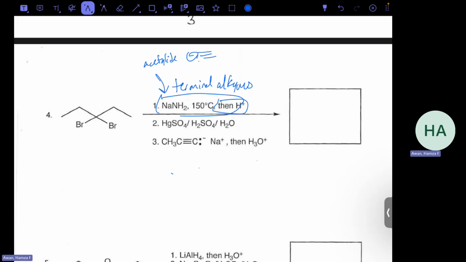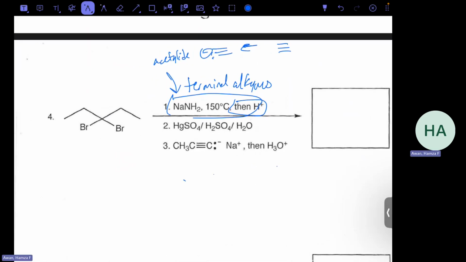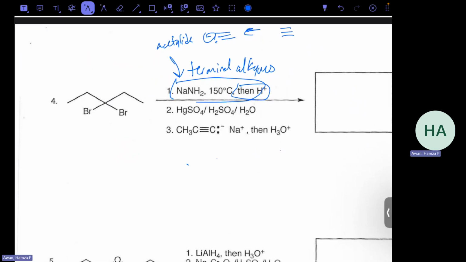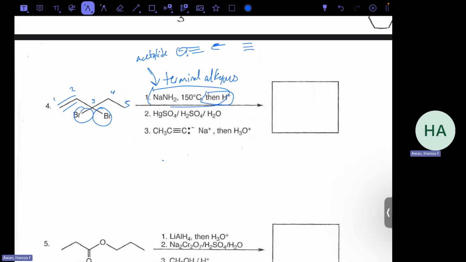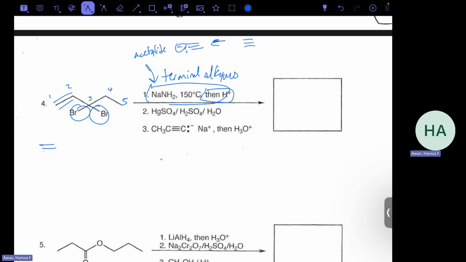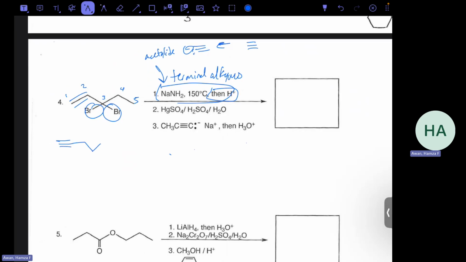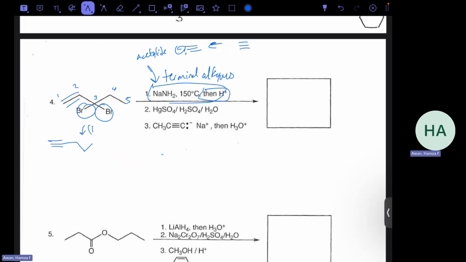This then H plus essentially just protonates it in one step. So it just becomes a triple bond, right? Because of this H plus, we're not going to have a minus charge on that. It's just going to be a regular triple bond, and this is going to be on a terminal carbon. So essentially, these Brs are leaving, and then we're going to have a triple bond right there on a 1, 2, 3, 4, 5 carbon chain, and that's going to be the product of our first step, right?